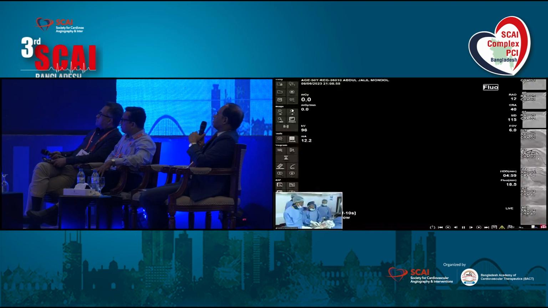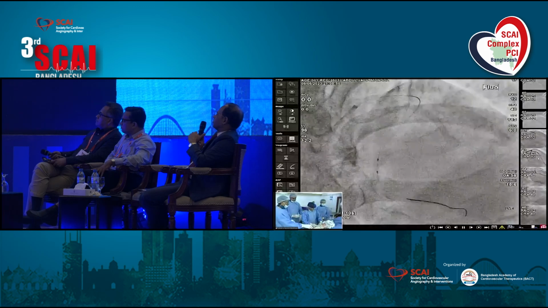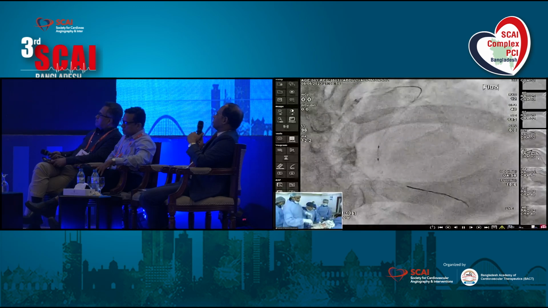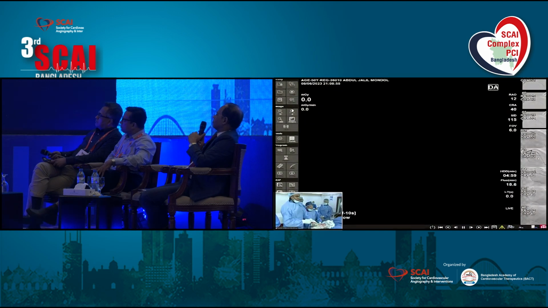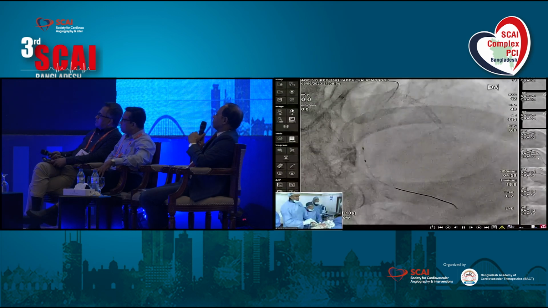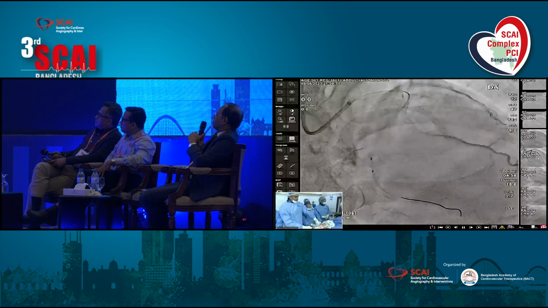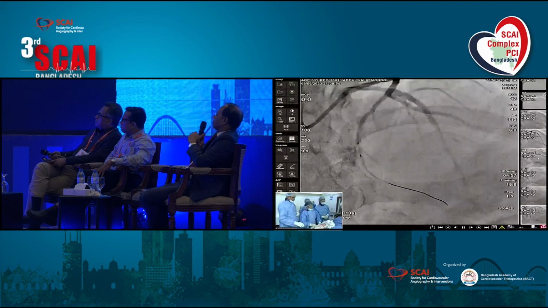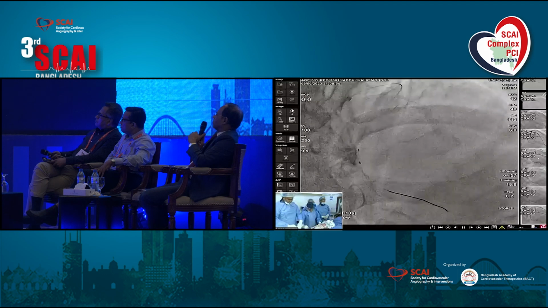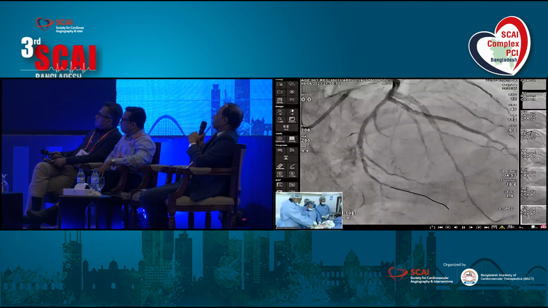Okay. Dr. Ramesh, do you think a DCB can be used here? What is your plan in the circumflex? That's not a good idea in this part, because it's a diffuse disease, small vessel, distal part. That's right. But it's a long lesion. I don't know whether one DCB will be enough.